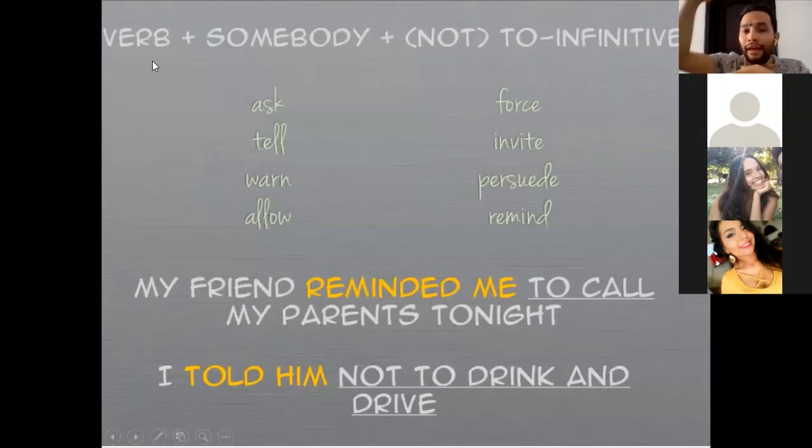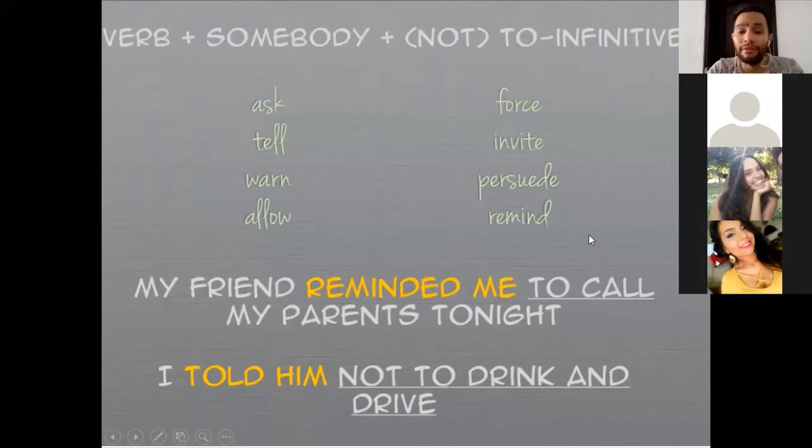Now, some verbs that have an object in between plus the infinitive form, like: my friend reminded me to call my parents tonight. Remind, right? Reminded me to. And I told him not to drink and drive. Tell with an object in between. Take a look: the verb, object, and the verb in the infinitive form.